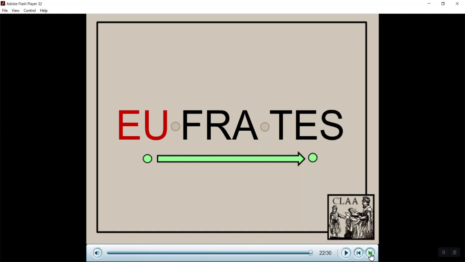Let's read this word together. Point to the green dot under the diphthong and we'll begin. Eu, fra, tes. Eufrates.